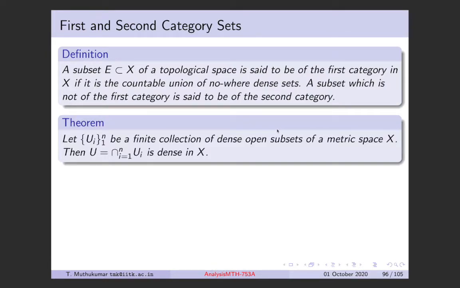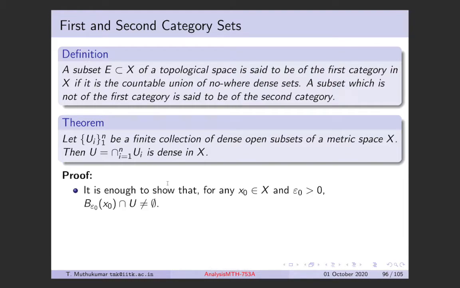Let's start with the theorem about something on the metric space. So if X is a metric space and if U_i is a finite collection of dense open sets, then the intersection of this finite collection is also dense in X. So the finite intersection of dense open sets is also dense in X. So this we can prove easily. Let's go through the proof step by step.